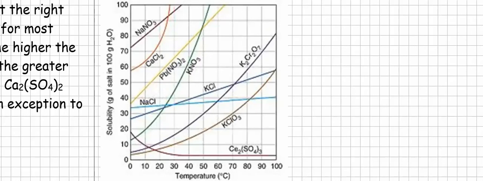What I want you to see is that as I move from left to right across the page, the temperature is increasing. It's going from 0 to 100 degrees Celsius. What we see on the y-axis is the solubility, in grams, in 100 grams of water. So notice that for almost all of these substances, as you move left to right, the solubility is increasing. So let's take potassium chloride, for example.